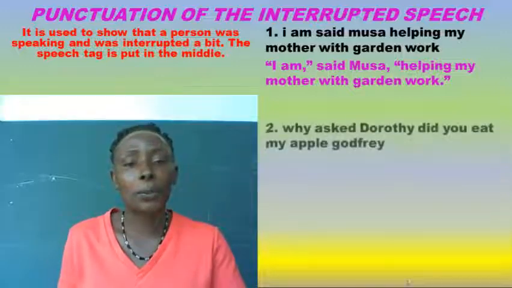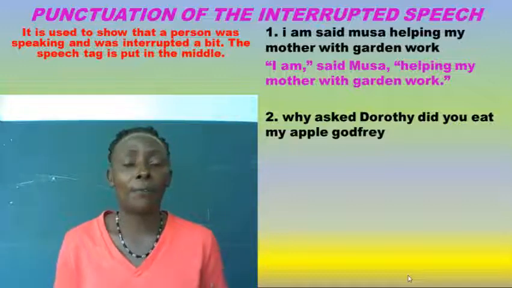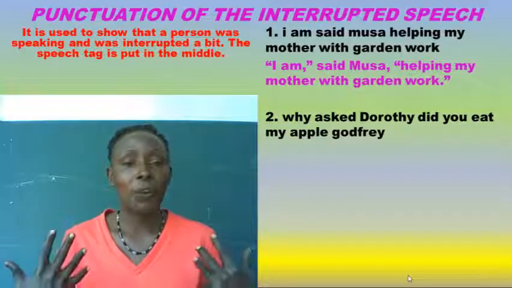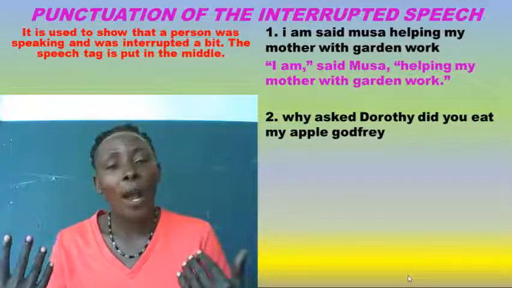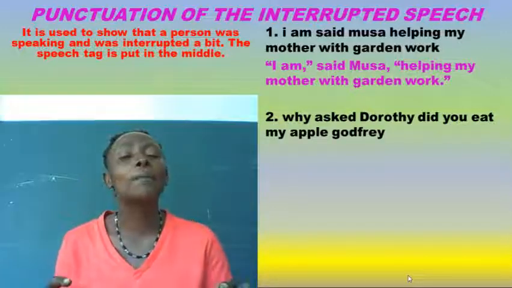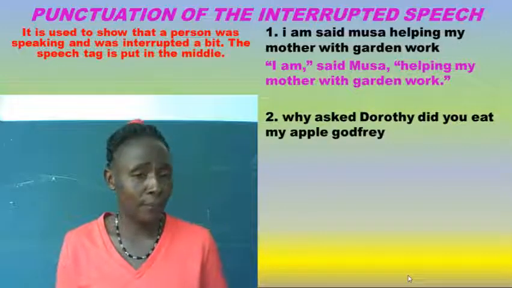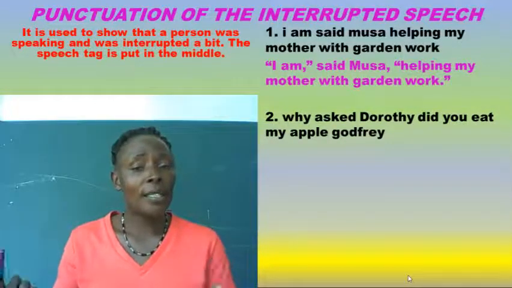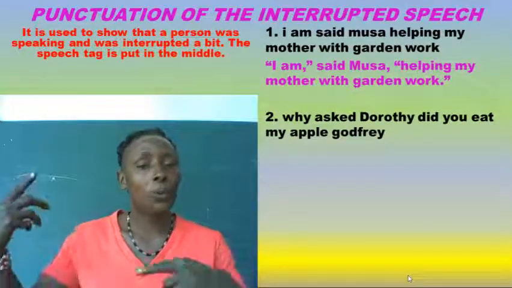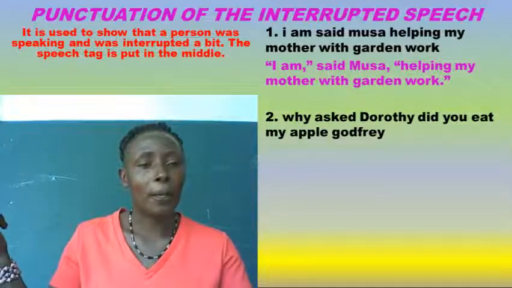Let's have example 2. Example 2 reads, why asked Dorothy did you eat my apple Godfrey. The sentence is not punctuated. That's the way I have to read it. So we need to punctuate it. Why begins our actual words. Then after why, we have our speech tag. Why, asked Dorothy, did you eat my apple, Godfrey? So we need to punctuate it. Since why is part of our actual words, we need to open.